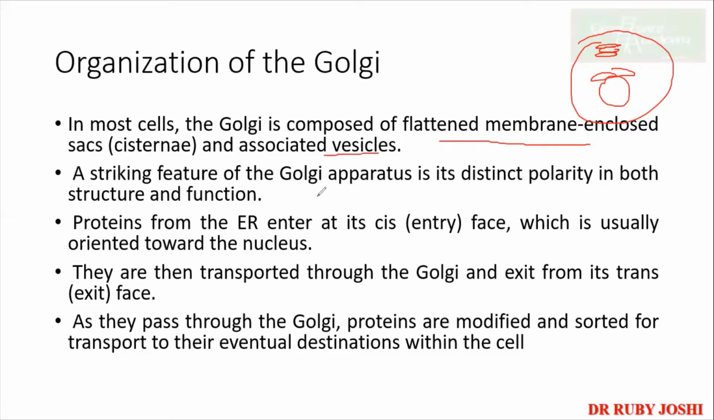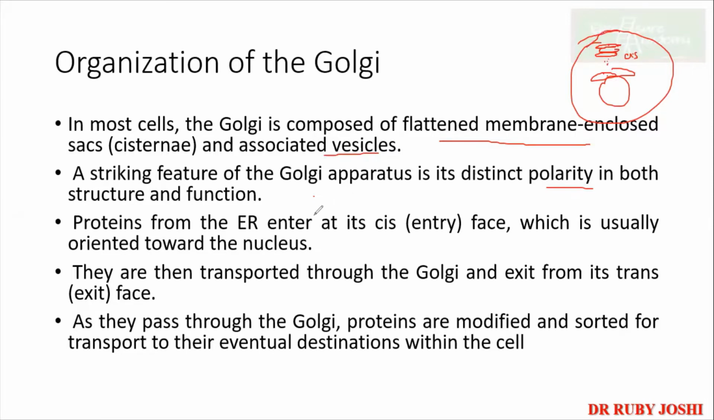So the Golgi apparatus has polarity, both in structure as well as function. What does it mean? It means that the cis part of your Golgi is in continuous give and take with the ER, whereas the trans is having the protein sorting with the plasma membrane. So this defines its polarity.